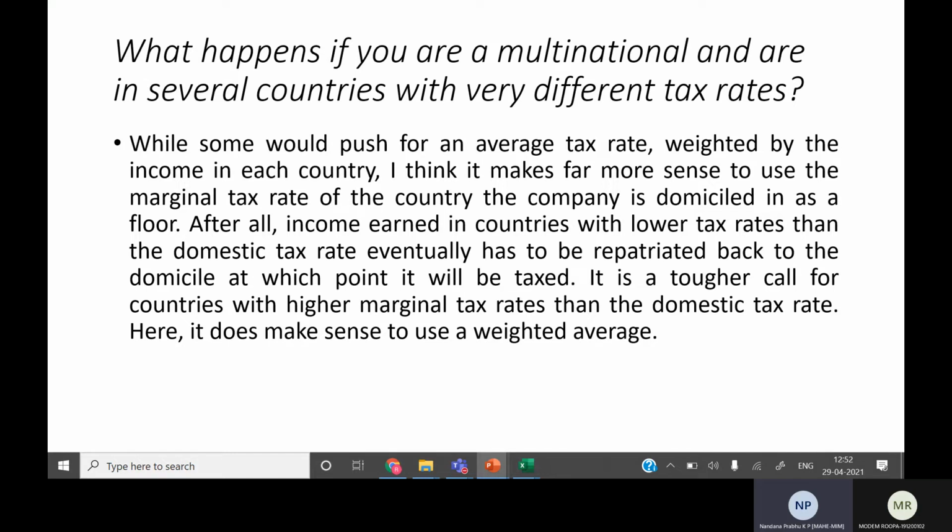For example, the US is charging 21%, whereas India is charging 25%. Then what should American companies do? Well, which tax rate do you use for the purpose of corporate valuation? Use a weighted average. Okay, let us proceed to the next.